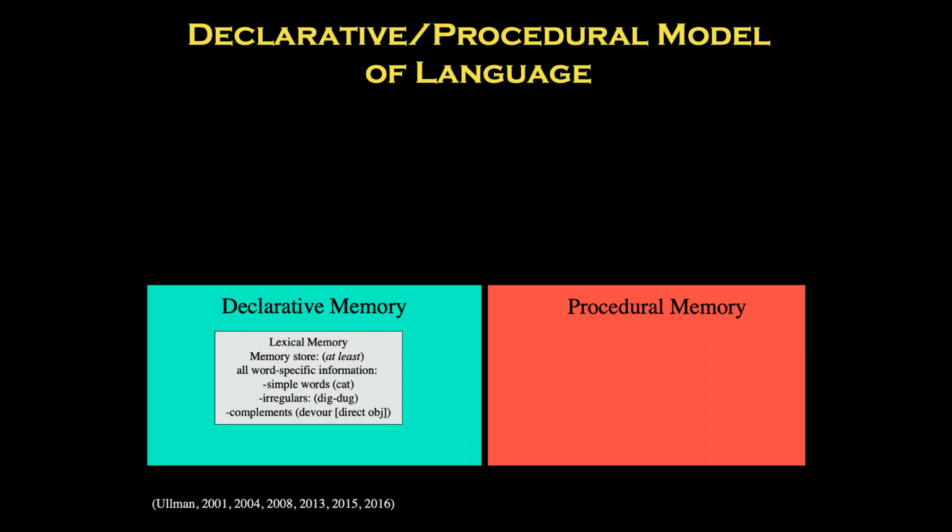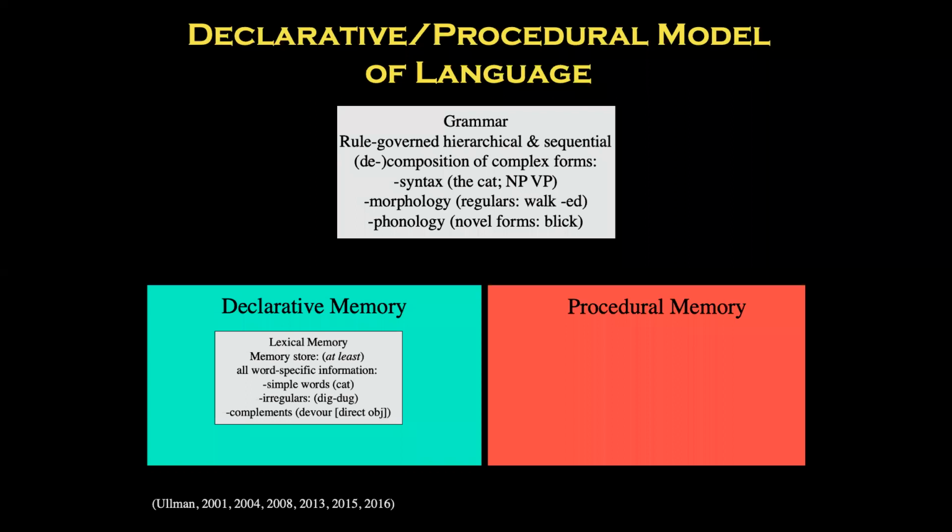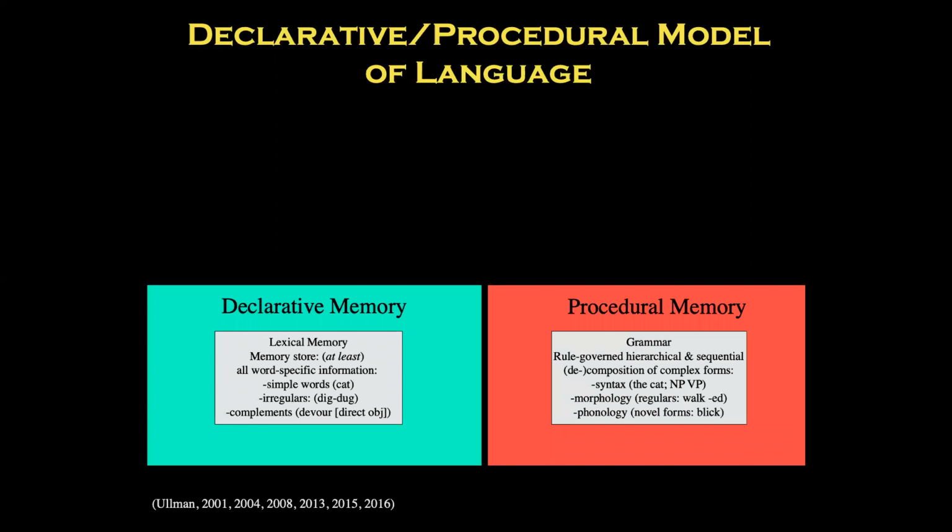And procedural memory seems to be key for predictions, involved in sequences and rules, so a reasonable prediction is that it's involved in the grammar. That is, the rule-governed hierarchical and sequential composition and decomposition of complex forms, again at different levels. Syntax, combining words, or abstract categories, or integrating features into the hierarchy, morphology such as regulars, or in phonology, phonotactics, right? You have your segments, your phonemes or your syllables, and you have to combine them according to the phonotactics of the grammar of the language, same thing.